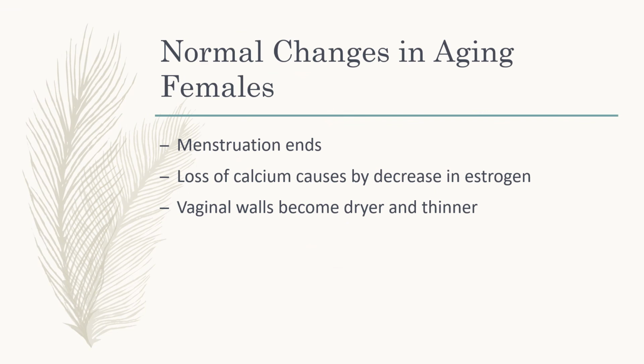Your normal changes in aging of females would be menstruation ends, your loss of calcium by decrease in estrogen, and your vaginal walls become drier and thinner.